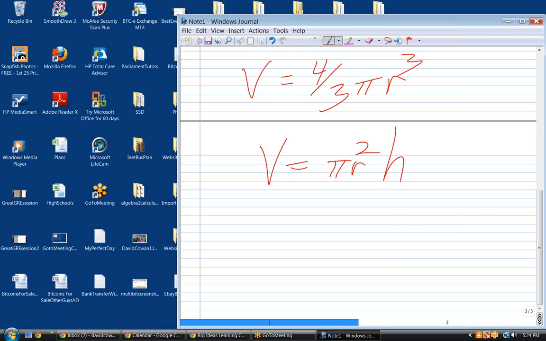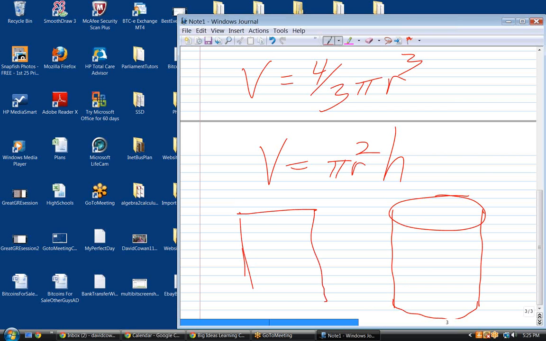Yeah. Whenever you have an object that is uniform from bottom to top, then the volume is always going to be the area of the base times the height. It doesn't matter if it's a cylinder or a brick. In other words, a rectangular block.